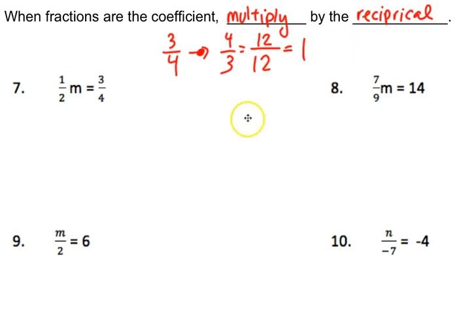So let's look at some problems. I have a 1/2 in front of my variable. So the opposite of a 1/2 would be a 2 over a 1.